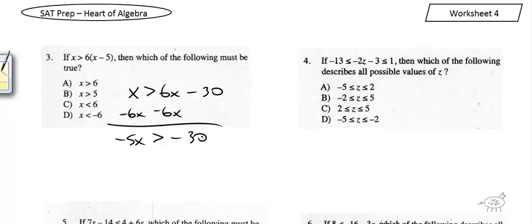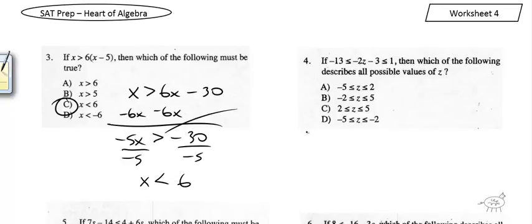Now this is important. It's very, very important. When you have an inequality, if you divide by a negative, you flip that inequality sign around. You should know that. So x is now less than 6. So the answer is C. Pretty easy, but you've got to remember that. That's super important, to flip that baby around.